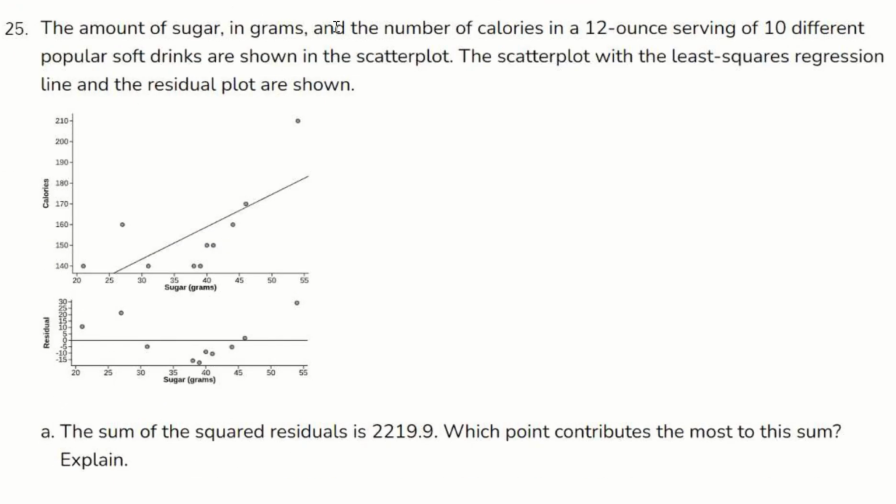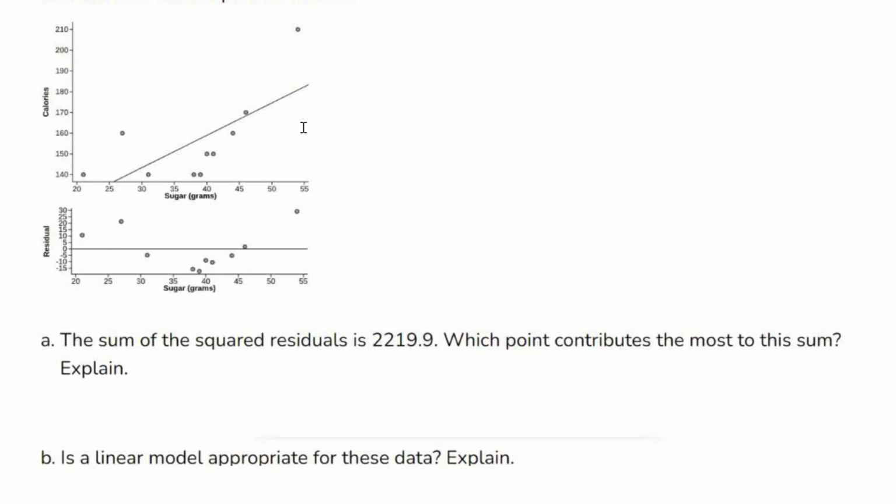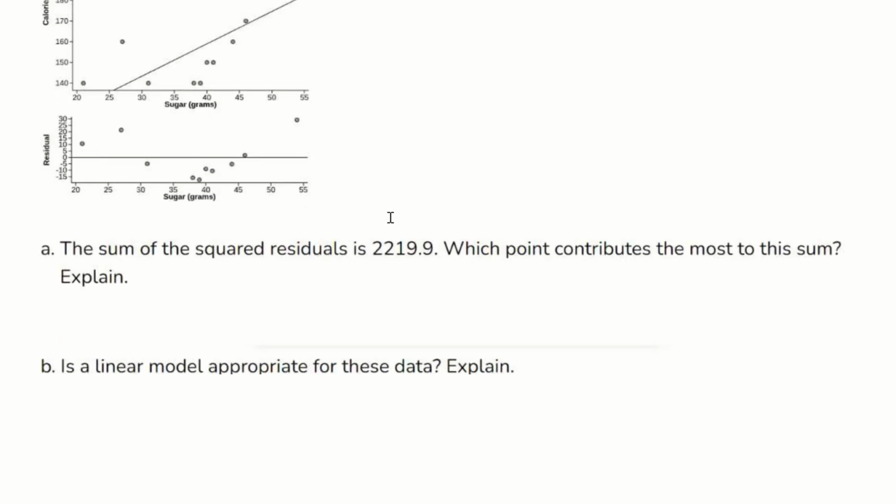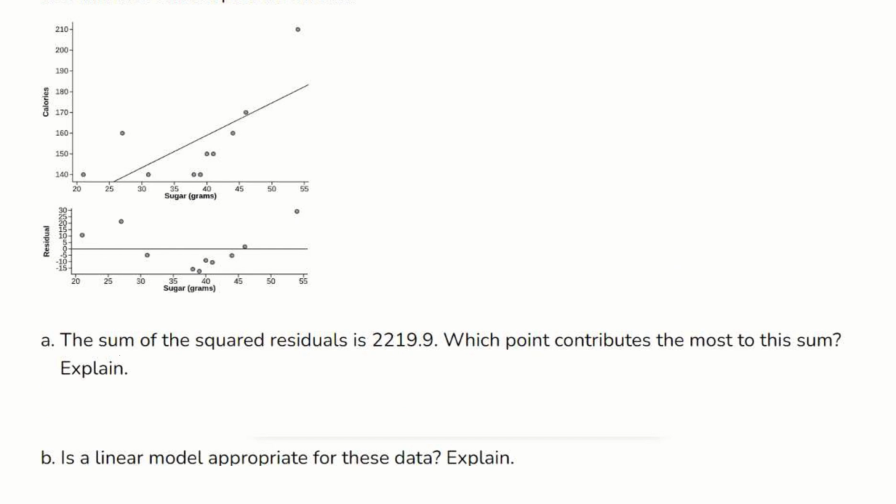Okay, number 25, the amount of sugar in grams and the number of calories in a 12-ounce serving of 10 different popular soft drinks are shown. The scatter plot with the least squares regression line and the residual plot are shown. So we got the least squares regression, we got our residual plot. This is where the residual stuff starts to come into play. The sum of the squared residuals is 221.9.